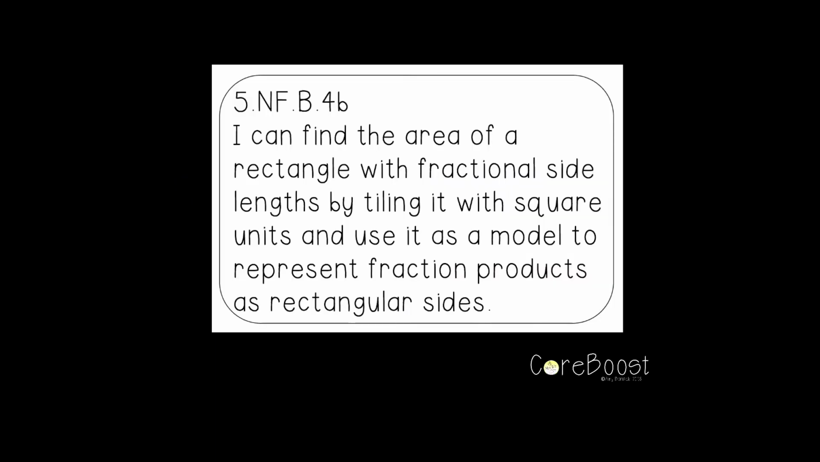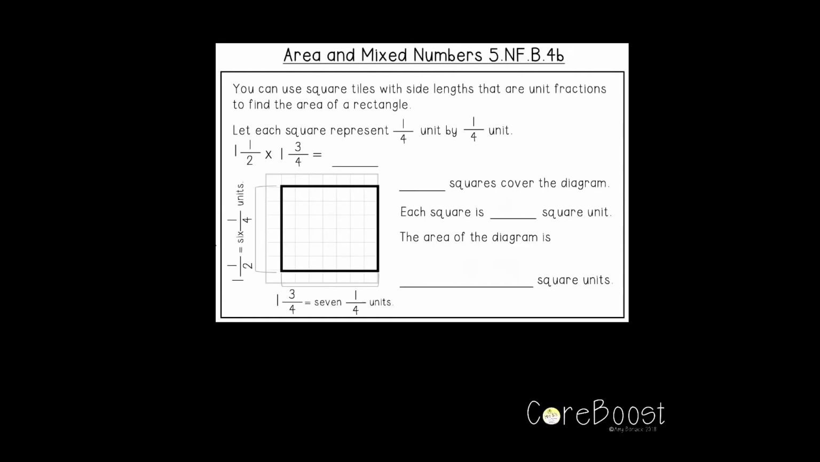Hello, welcome back. Let's talk about area and mixed numbers. The I can statement is, I can find the area of a rectangle with fractional side lengths by tiling it with square units and use it as a model to represent fraction products as rectangular sides.